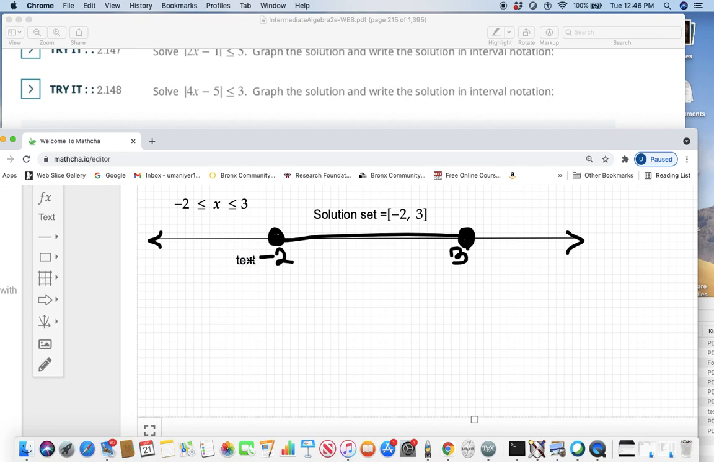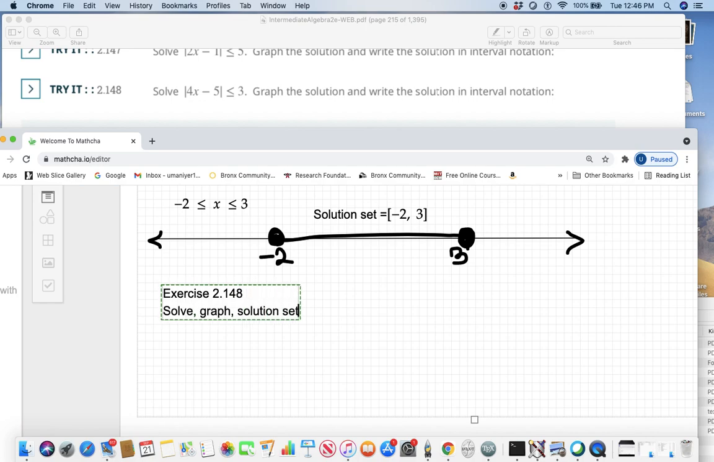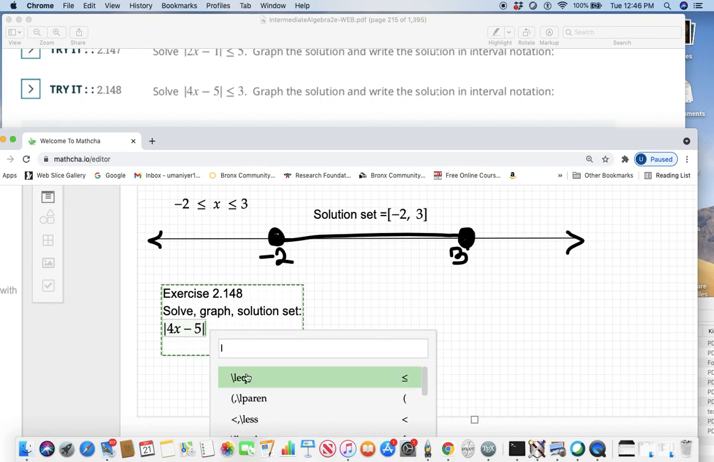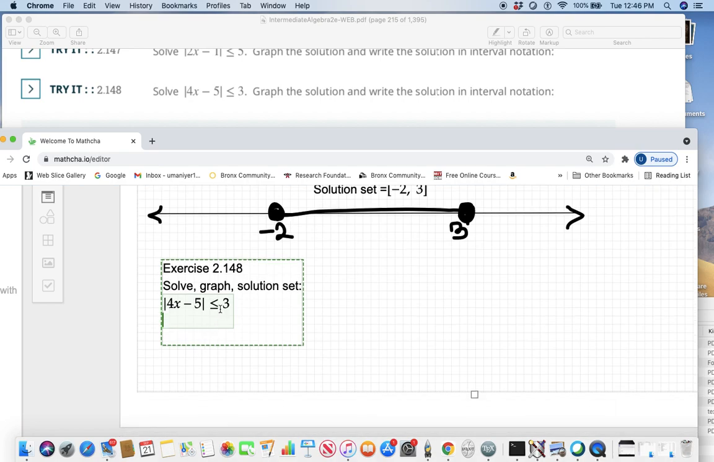Okay, let's try one more. Here is exercise 2.148. Solve, graph, solution set. Okay, you want all of the three. Absolute value of 4x minus 5 is less than or equal to 3. Okay, it's a less than, be it less than or less than or equal to, the approach is the same. Take this number, make sure it's positive, then write down the negative of it. Negative 3 less than or equal to 4x minus 5 less than or equal to 3.